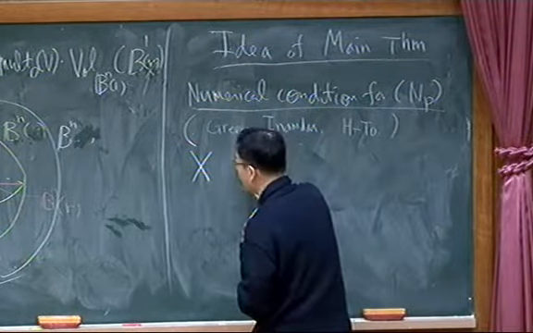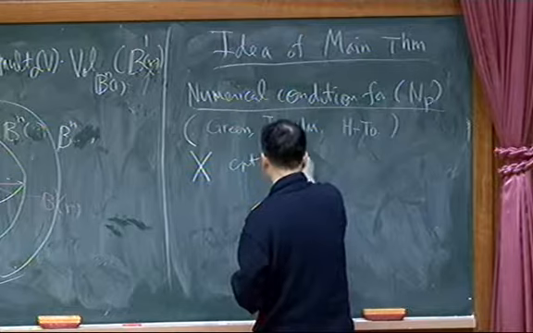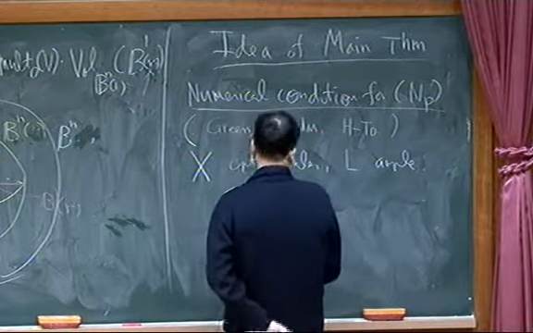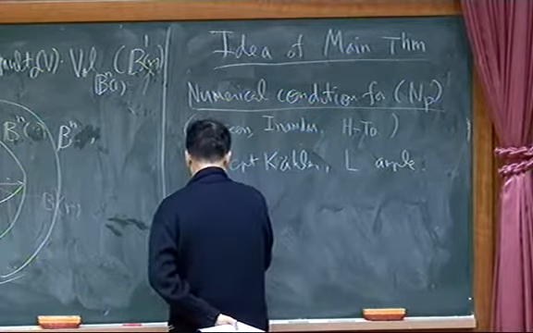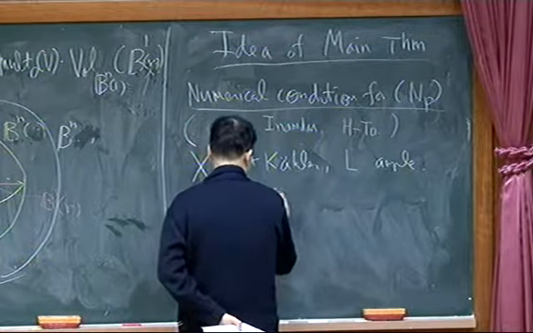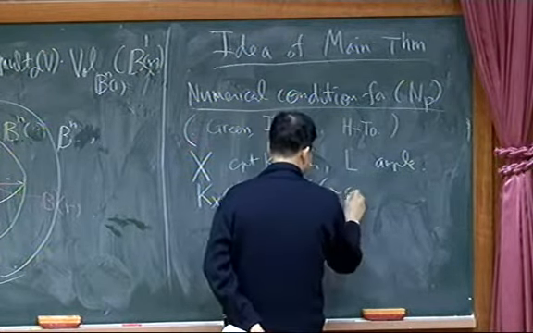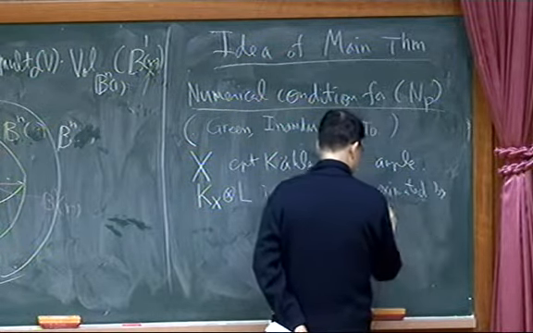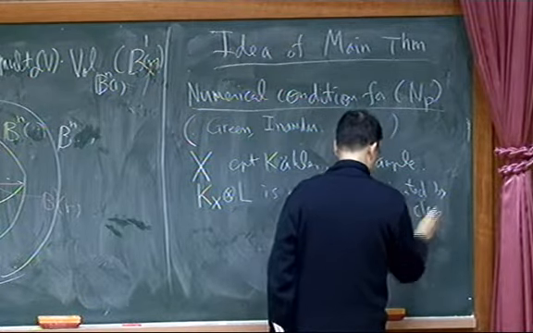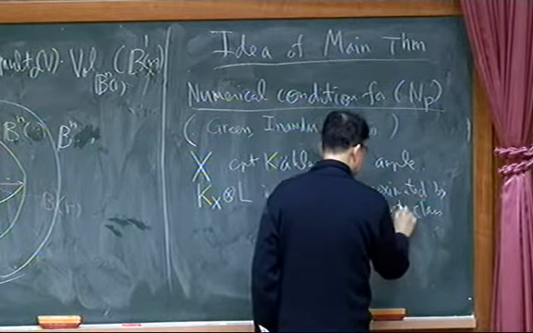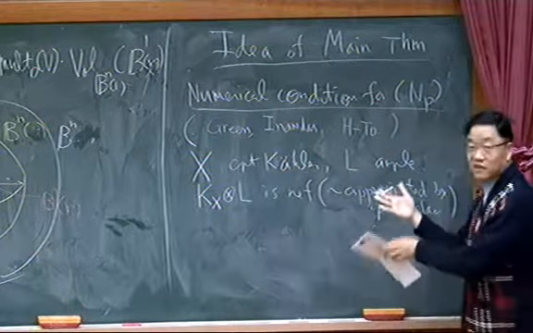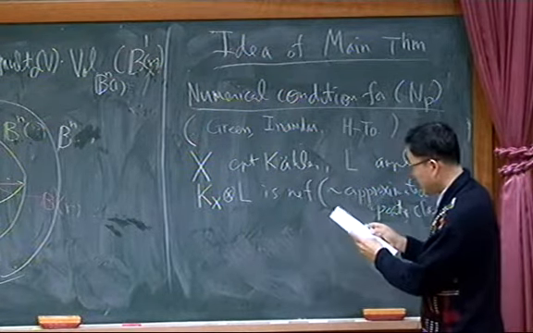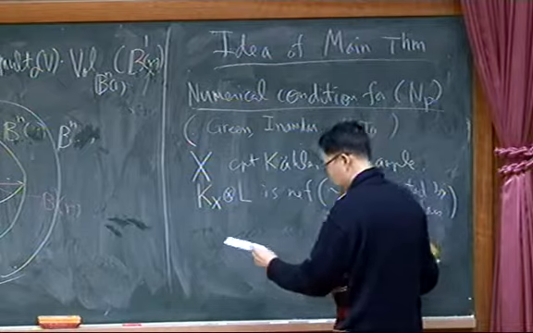So X is again a compact Kähler manifold, and L is ample. And we need one more technical assumption: K_X tensor L is nef, which means it is approximated by ample classes. Nefness means that its cohomology class is in the closure of positive classes. So these are the conditions we need. And then, let me see, I need some space.